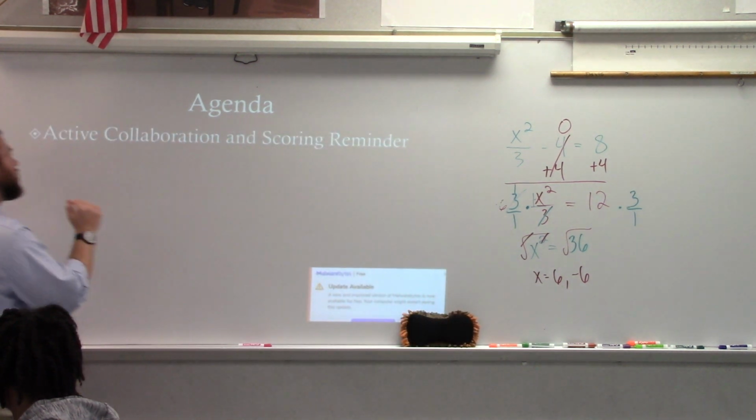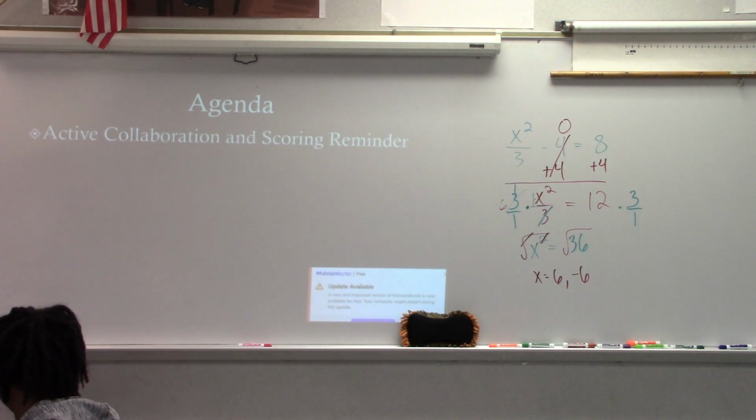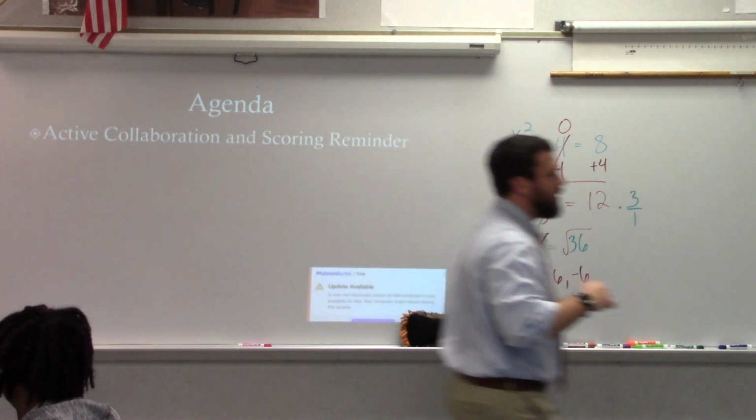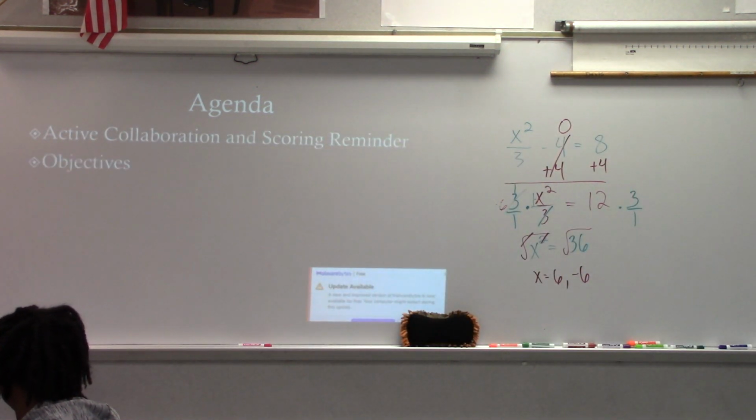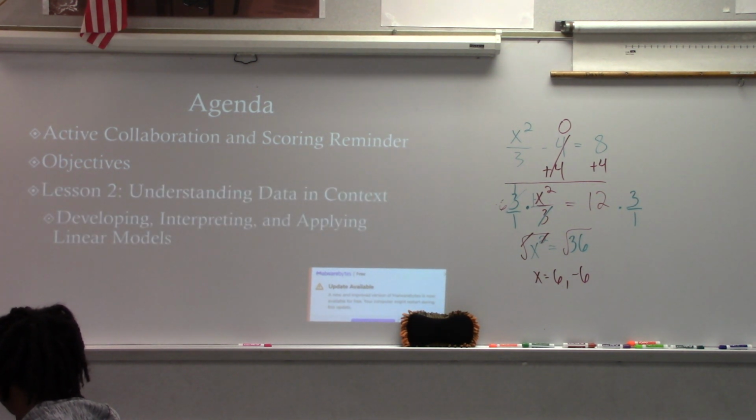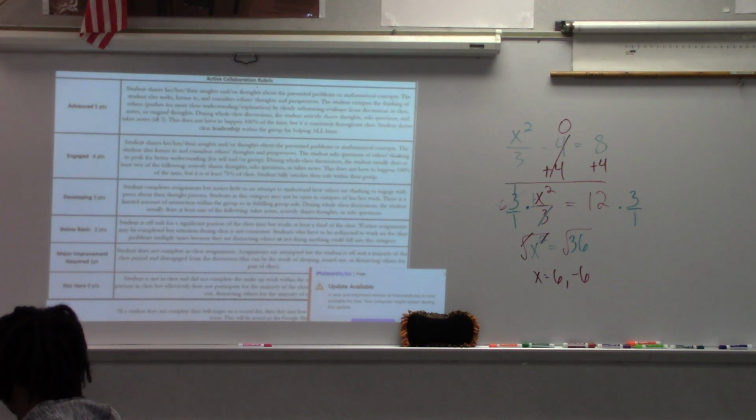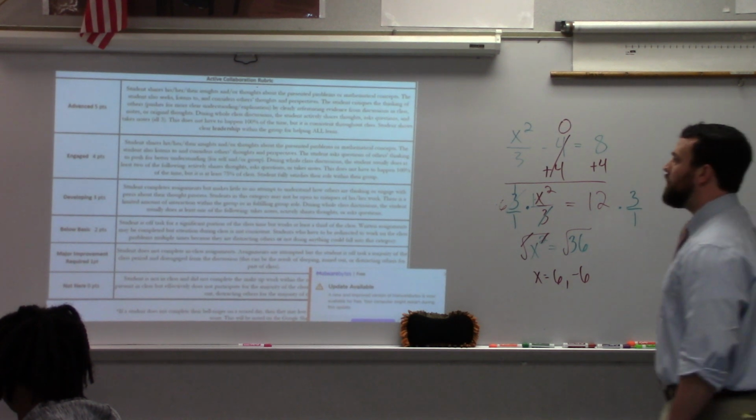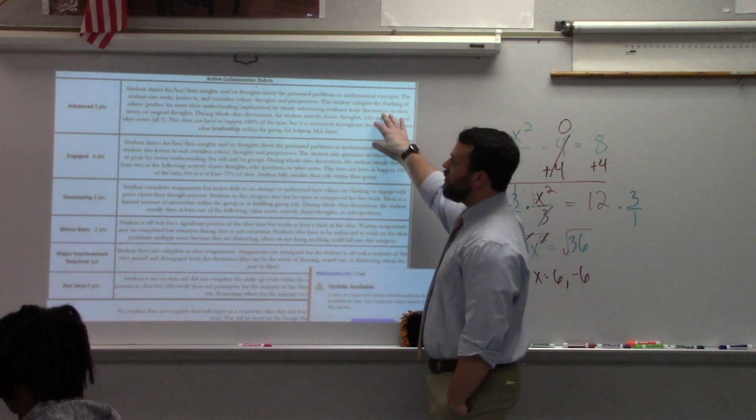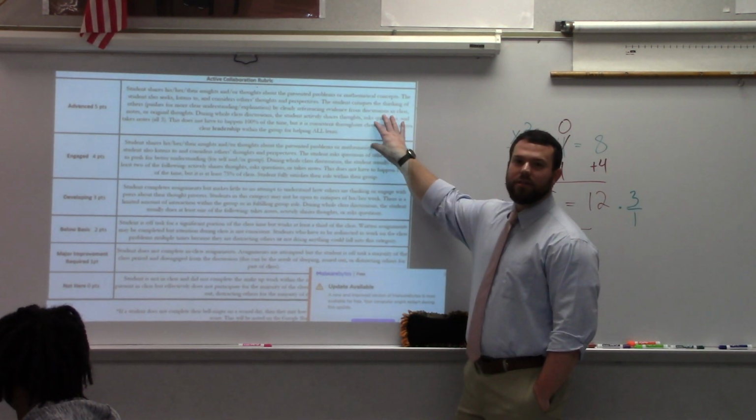First off, I do want to talk about active collaboration and scoring rubric reminder, especially because we got our graphic organizers back. We're going to look at our objectives. I plan to do lesson 2, but we'll have to work on that tomorrow. What we're going to focus on is the Carnegie Learning online workspace called Mathia. First, I need y'all to understand this active collaboration rubric is built on the idea that you are talking and sharing ideas and thoughts and insights.